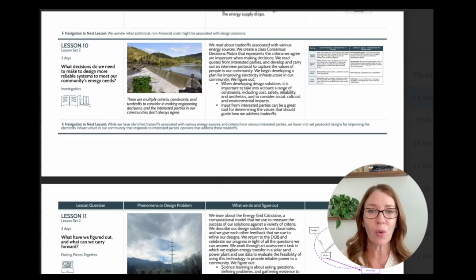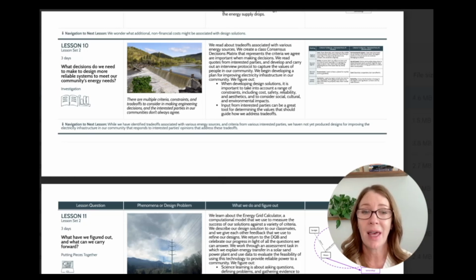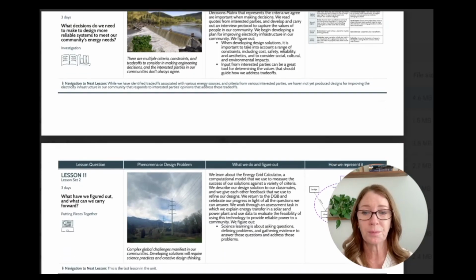And so who is making the decisions? What are the interested parties? Who has influence from those interested parties? And so we're really developing more about the criteria and the constraints. And we go back to that decision matrix. And this is when the engineering challenge is assigned to students, where they're going to create a plan for an energy grid system for their own community using ideas of their criteria and constraints. They're going to pick what they think are the most important criteria and constraints to basically help them make their decisions. And then they're going to design a power grid.